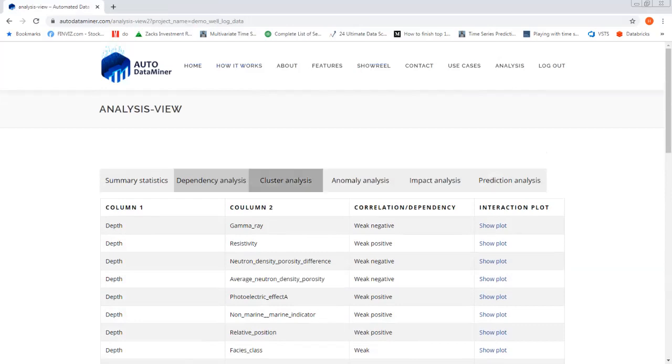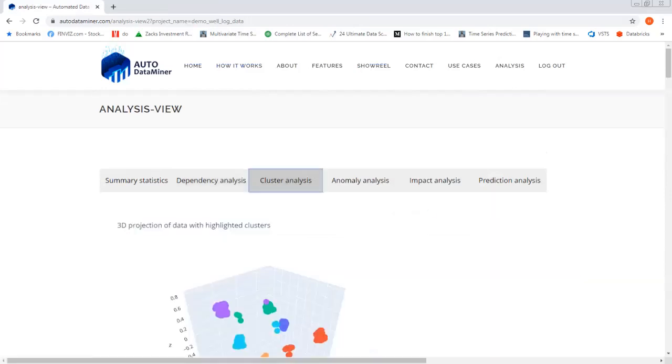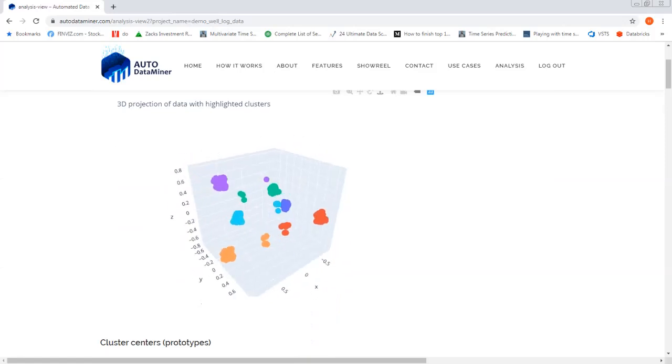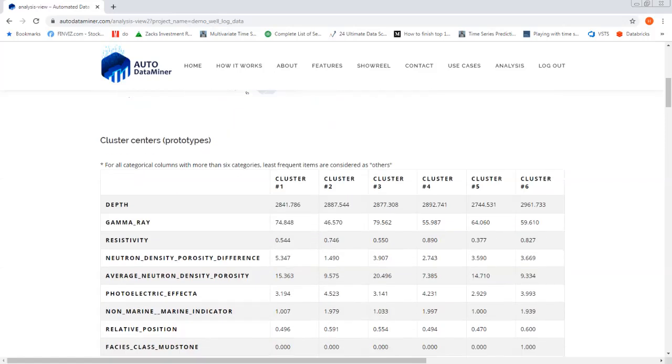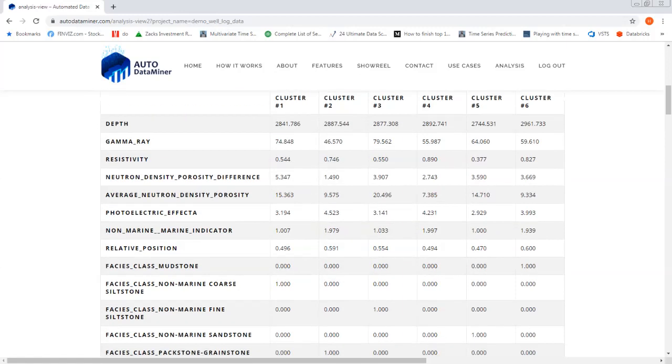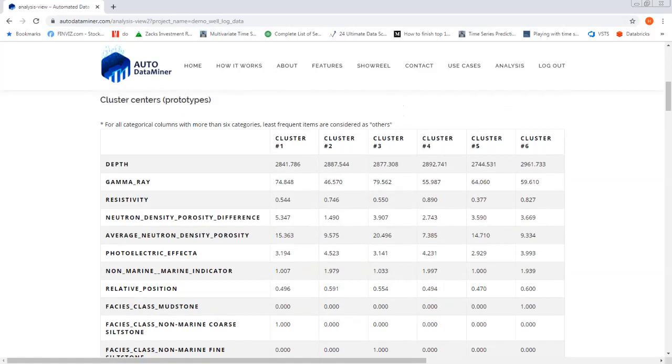The next one is cluster analysis. You know what clustering is. Cluster analysis tries to group similar data into the same groups, so you can analyze similar data together. Here you can see a projection of the data set you have, and the algorithm decided to have 6 clusters. It's very interesting: the system was intelligent enough to identify that when grouping our data, there are 6 different groups. You can see cluster 1, cluster 2, up to cluster 6.